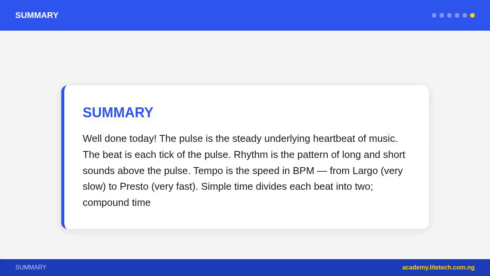Well done today. The pulse is the steady underlying heartbeat of music. The beat is each tick of the pulse. Rhythm is the pattern of long and short sounds above the pulse. Tempo is the speed in BPM, from largo, very slow, to presto, very fast. Simple time divides each beat into 2, compound time divides each beat into 3. Common simple time signatures: 2/4, 3/4, 4/4. Common compound: 6/8, 9/8, 12/8.